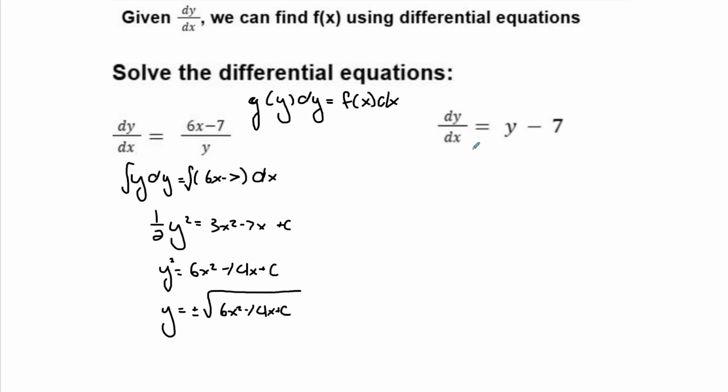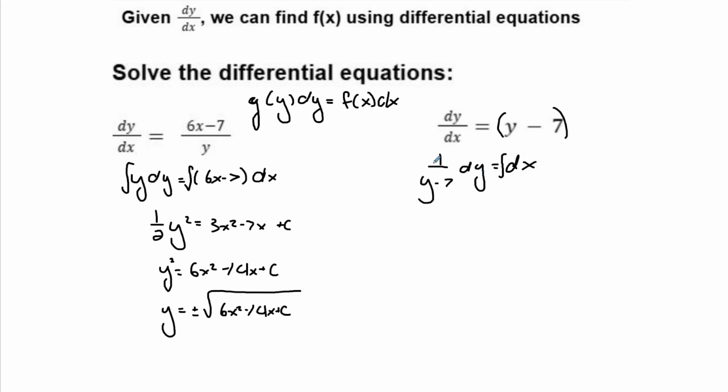All right, and then in this example, we have dy dx equals y minus 7. Your first instinct might be to add a 7, but we can't do that because we want to use multiplication and division here, because we want to leave this as its own function. So let's say 1 over y minus 7 dy equals dx.